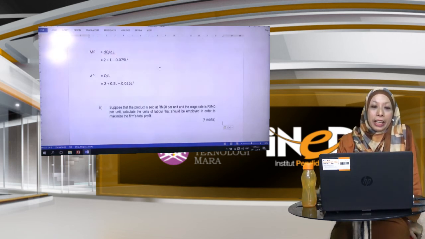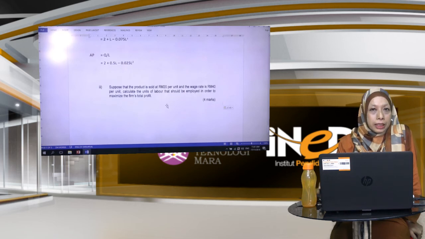So now that we have derived the two functions, the marginal product function and the average product function, let's move on to another question. I'm going to give you an extra question here. We are still going to use the same production function. Let's suppose that the product is sold at 20 ringgit per unit, and the wage rate that you pay for each labor is 40 ringgit.